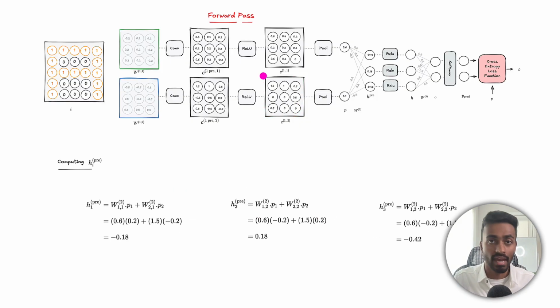Next, we're going to perform a sum of products of weights and the input neurons. This is just like a feed forward layer, and we're just passing in these values. So for example, this neuron here is going to be the sum of products of this weight and its neuron plus this weight and its neuron. And that's exactly what we see right over here mathematically. And doing the math, you'll get negative 0.18 over here. Similarly, you do it for the second neuron, you're going to get 0.18. And third neuron, it's going to be negative 0.42, as we see over here.